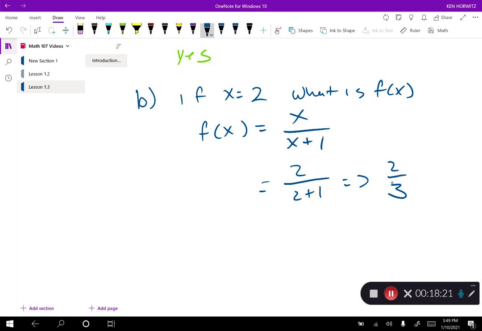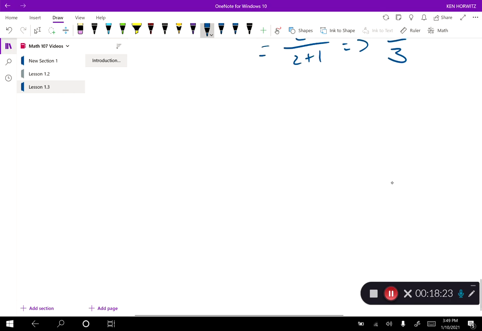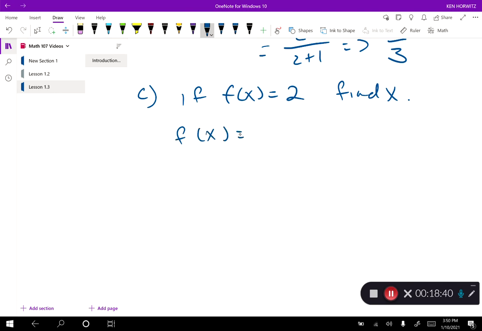All right, so the last one, part C says, if f of x equals 2, find x. So if my function looks like this, basically what I need to do is take f of x and replace it with 2. So 2 equals x over x plus 1.